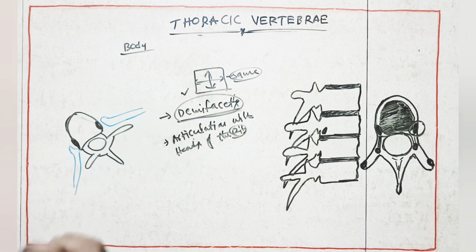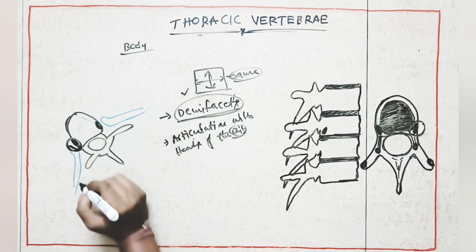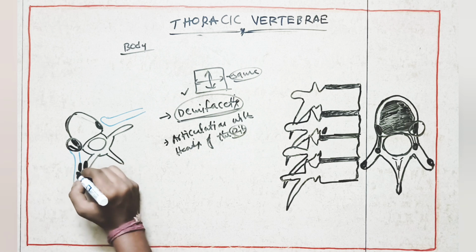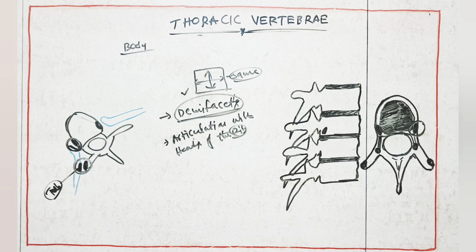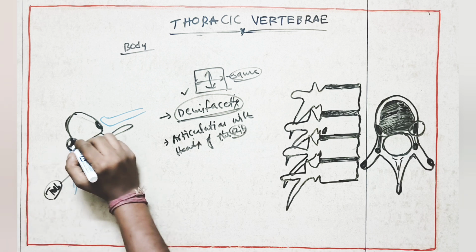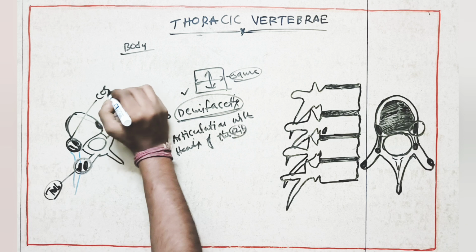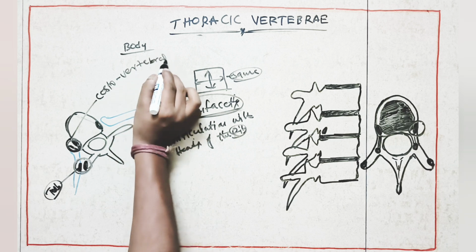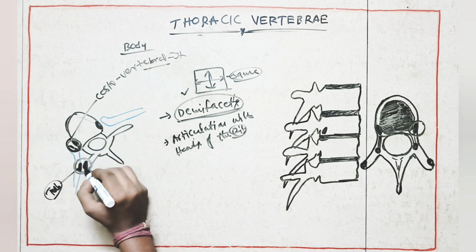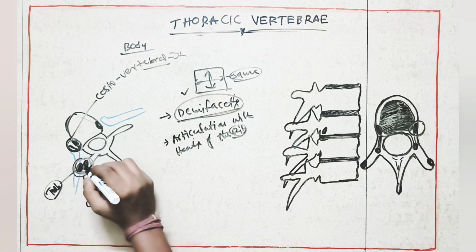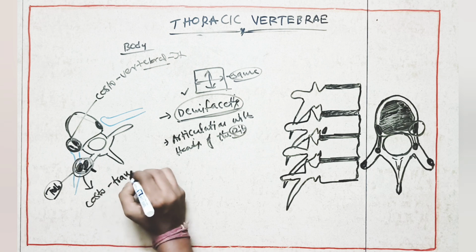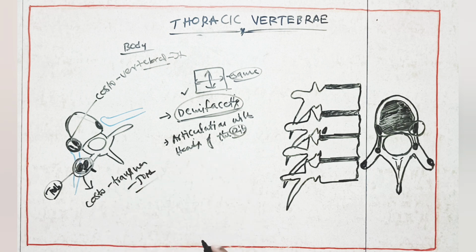The joint between this demifacet and the head of the rib forms one joint here, and at the transverse process, the tubercle of the rib forms another joint. So these are the two joints the ribs form with the thoracic vertebra. The demifacet and head of the rib joint is the costovertebral joint. The other joint, between the transverse process and the tubercle of the rib, is the costotransverse joint. So these two joints form in the thoracic vertebra, and the demifacet can be seen on the body of the vertebra.